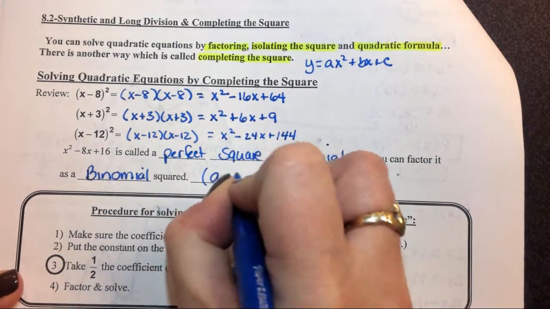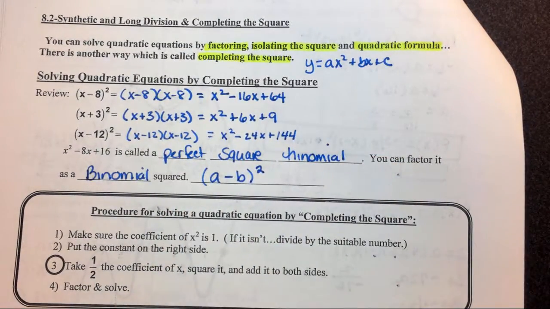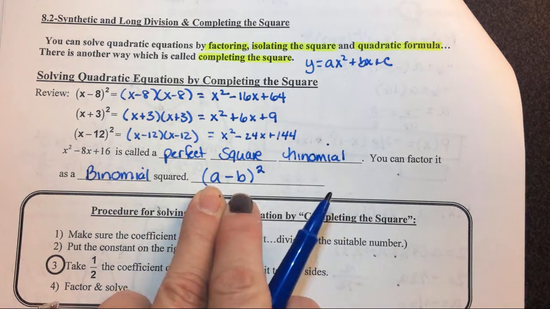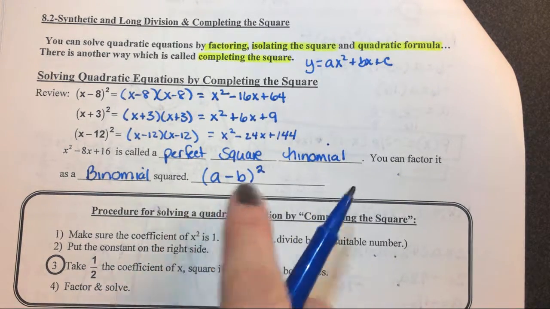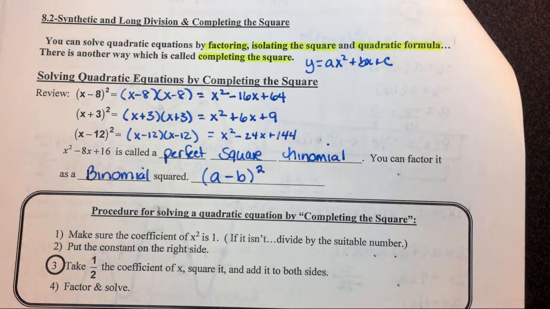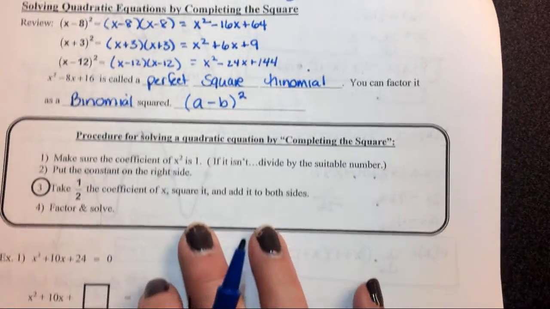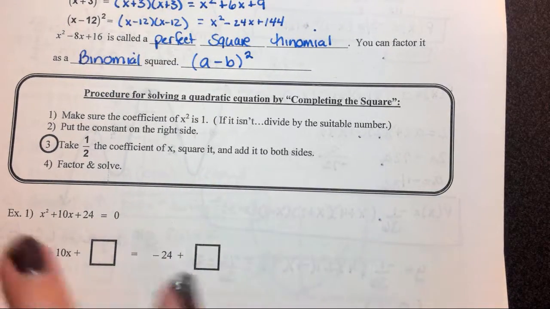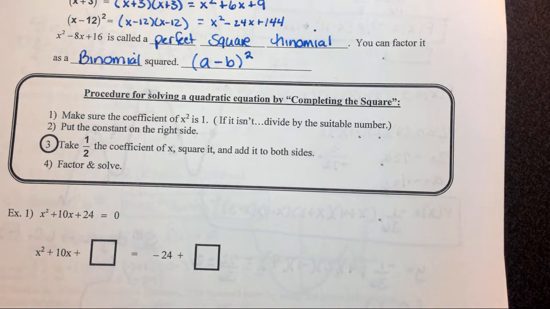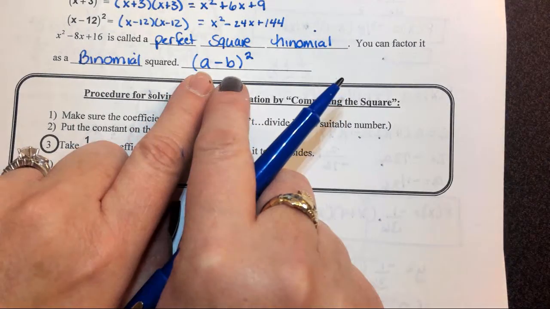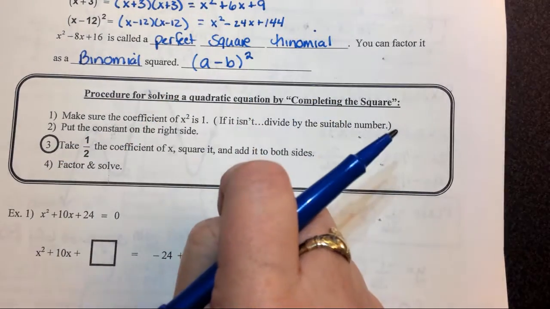So like an a minus b to the second power. So what's nice about a perfect square trinomial is the fact that when you factor a perfect square trinomial, you factor it into a binomial to the second power. And that's kind of the foundation or the basis of what we do with completing the square. So the way we will solve quadratic equations is we are actually going to create a perfect square trinomial that we could factor into a binomial to the second power.